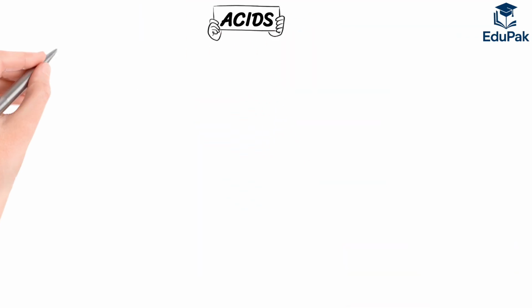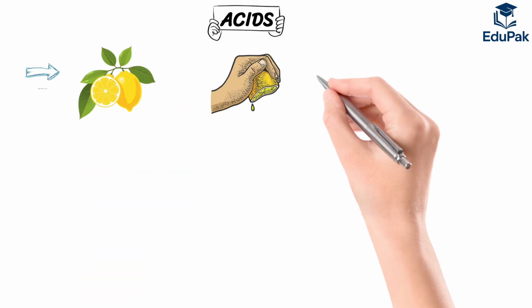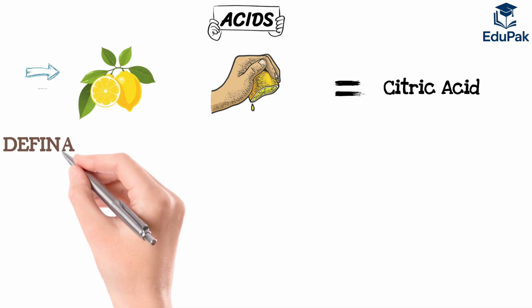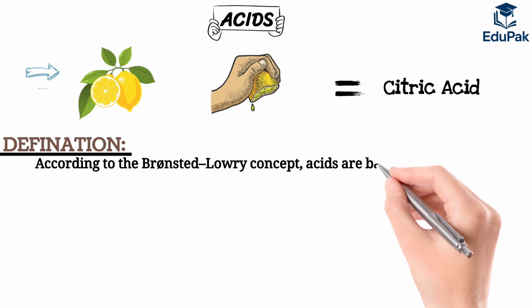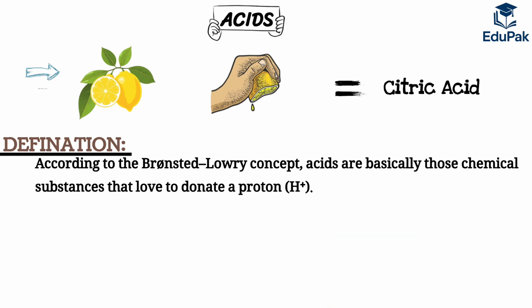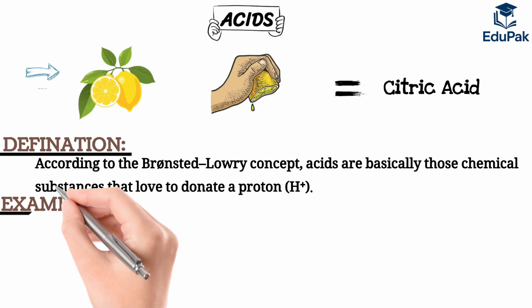Acids. Students, have you ever squeezed a lemon and felt like it's judging you? Well, that's because it's hiding a weak acid, citric acid. But the real question is, what actually is an acid? According to the Bronsted-Lowry concept, acids are basically those chemical substances that love to donate a proton, H+. Yes, acids are generous, but in a dangerous way.